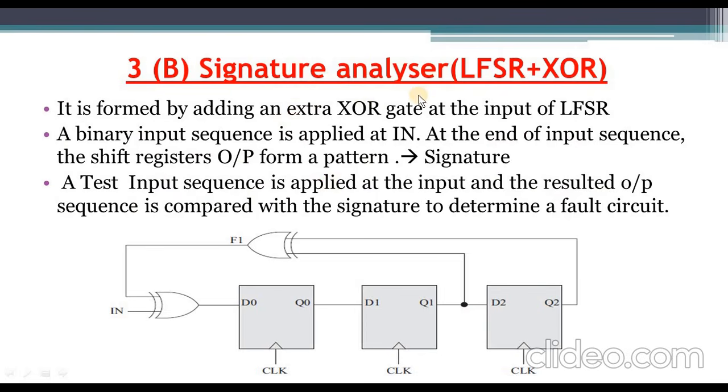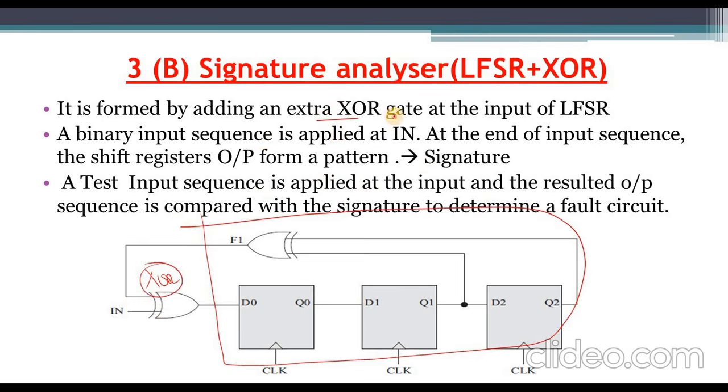So let's see the signature analyzer. A signature analyzer is simply the combination of an LFSR along with an XOR gate. If you connect one simple XOR gate at the input side of the LFSR, it is called a signature analyzer. Up to this part we can consider it as an LFSR. If you add an extra XOR gate at the input side, it is called the signature analyzer.